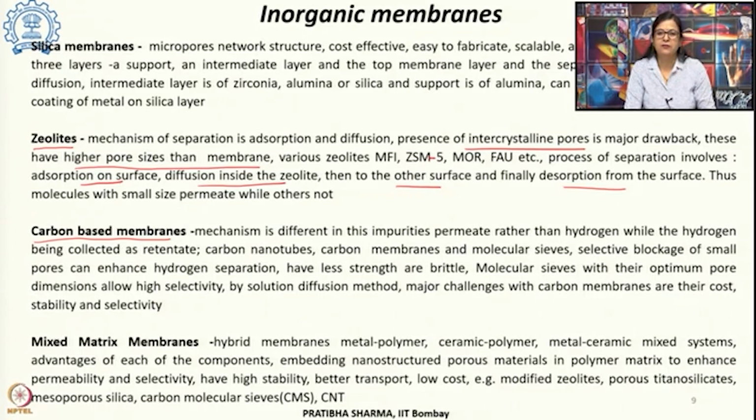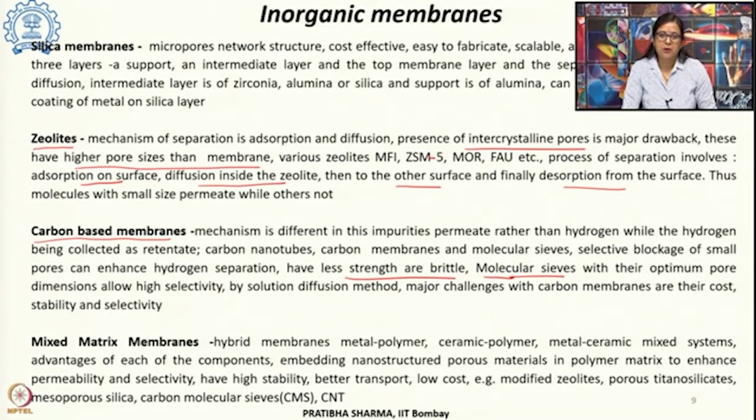Now there are different materials which can be used for carbon based membranes. These can be carbon nanotubes, molecular sieves, or other carbon based materials, and improvement can be done in carbon based membranes by selectively blocking the small sized pores so that hydrogen separation can be enhanced. But the major problem with carbon based membranes is they have a lower strength, so they are brittle. Compared to that, the carbon molecular sieves have optimum pore size, higher selectivity, and they are more widely used.